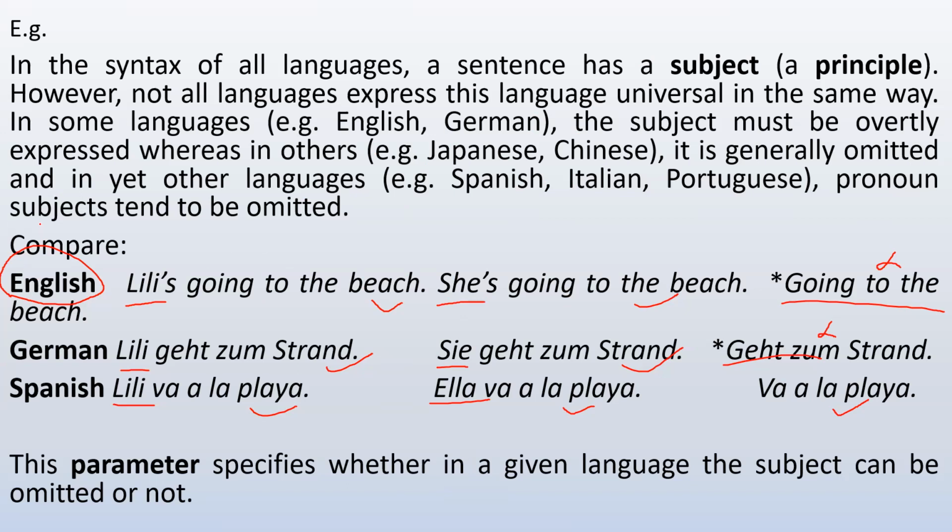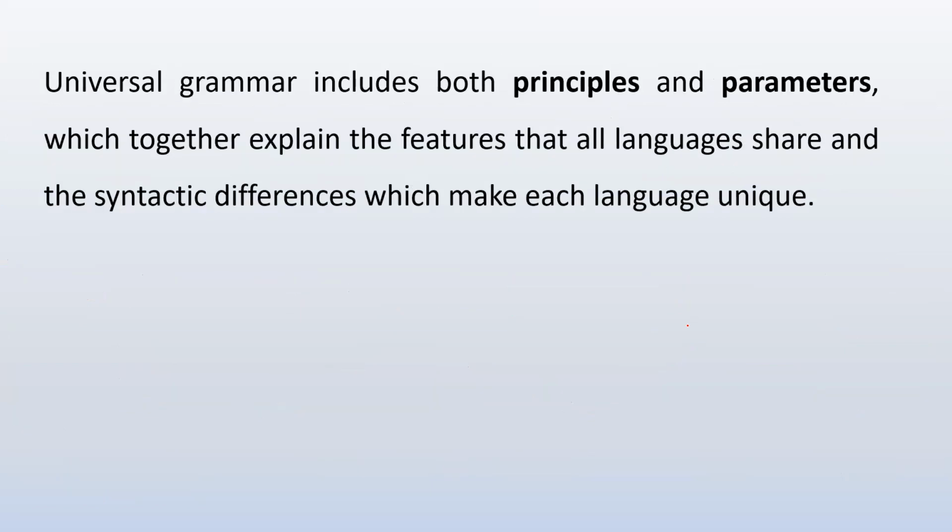This parameter specifies whether in a given language, the subject can be omitted or not. According to this parameter, what do we say? In a given language, can we omit the subject or not? In relation to English and German, we can't omit the subject. And in relation to Spanish, we can omit the subject. So when we say so, we are talking about the parameters of English, German, and Spanish. Hope I'm clear enough for you to catch the idea.